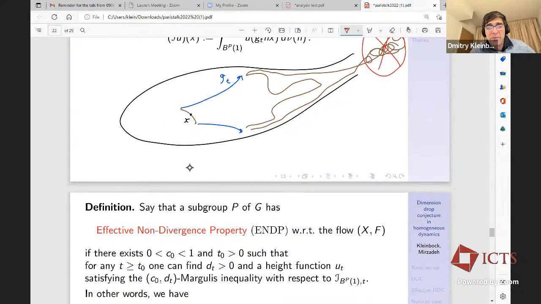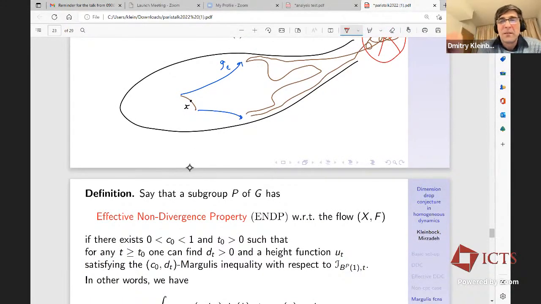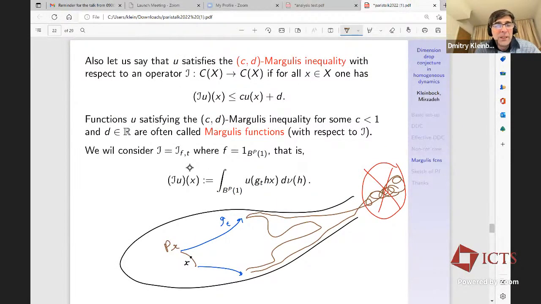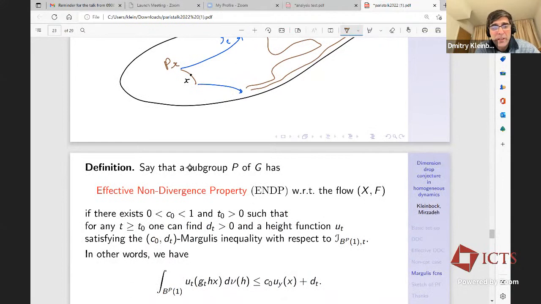And this is my definition. The subgroup P, so P shows up here. Remember, this is P times X. It has effective non-divergence property abbreviated by E and dP with respect to the flow, if there exists a constant C0, strictly less than 1, and T0, such that for any t bigger than T0, you can find a corresponding height function. You can have a family of height functions. In fact, sometimes you can just stick with one height function, but sometimes it's difficult. But what is important is that each of these functions u_t satisfy Margulis inequality with respect to this T0, which is fixed, and d_t, which we don't care. So this additive parameter can be different, but you need to have the same C0 strictly less than 1.